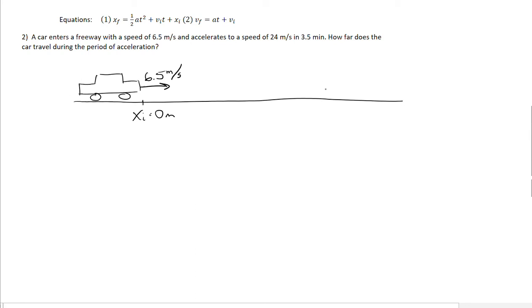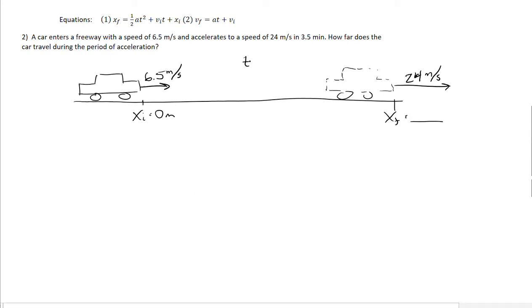Later, the car is going to be down the highway a little further at some final position. And that's what they want to know. We don't know our final position. What we do know is it's now traveling faster. So I'm going to draw a longer arrow. We'll learn that with vectors, the length of the arrow corresponds to its magnitude. So a 24 meter per second arrow should be longer than a 6 meter per second arrow. And technically, it'd be almost 4 times as long.